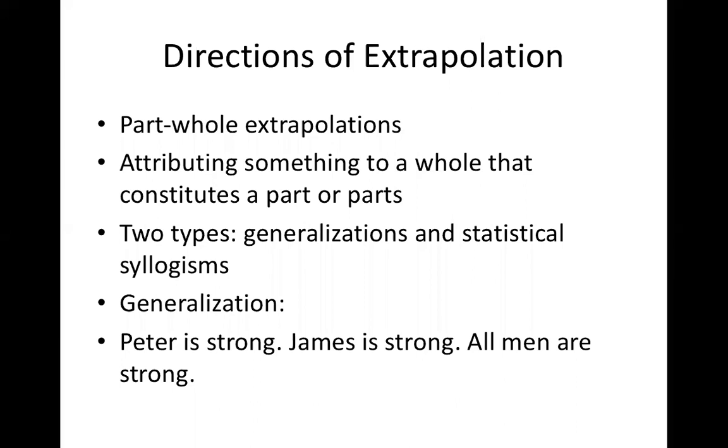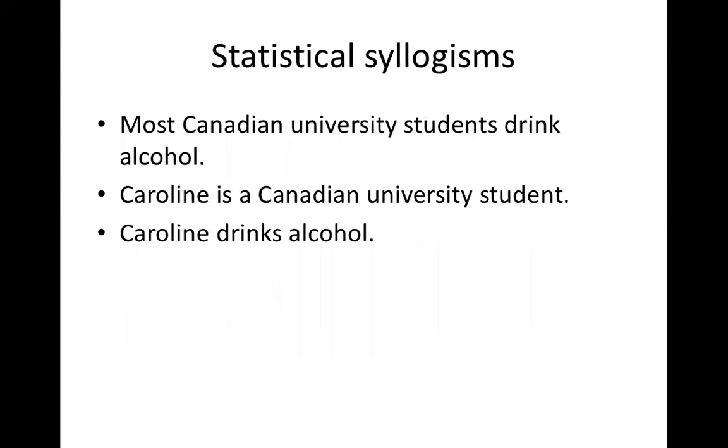We have part-whole extrapolations, that is attributing something to a whole that constitutes a part or parts. We have two types. We have generalizations and statistical syllogisms. So generalization: Peter is strong, James is strong, all men are strong. This is a generalization, generalizing from Peter and James to all men. Then we have statistical syllogisms. Most Canadian university students drink alcohol, or 90% of Canadian university students drink alcohol. Caroline is a Canadian university student, therefore Caroline drinks alcohol. So this is a statistical syllogism. That's the first type of inductive argument we saw in our last class.